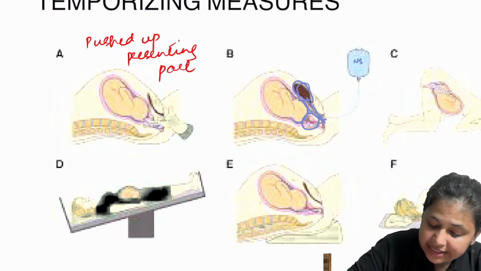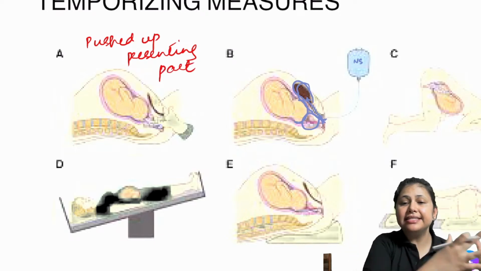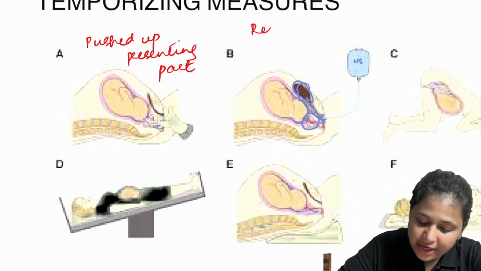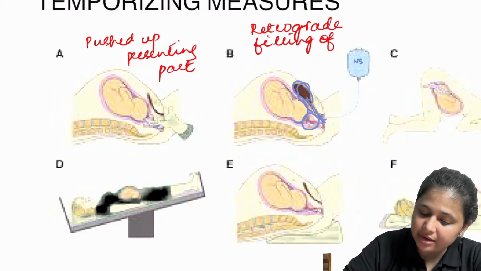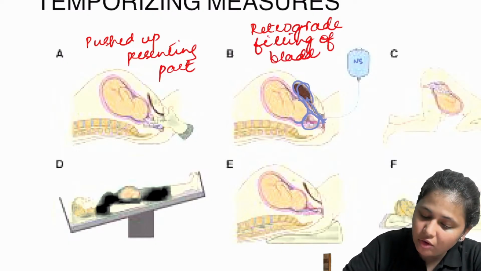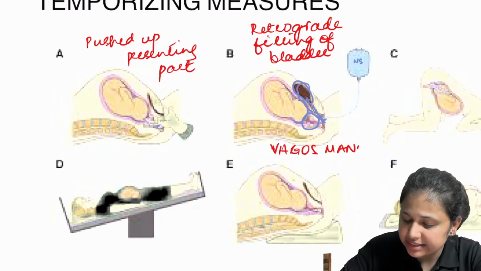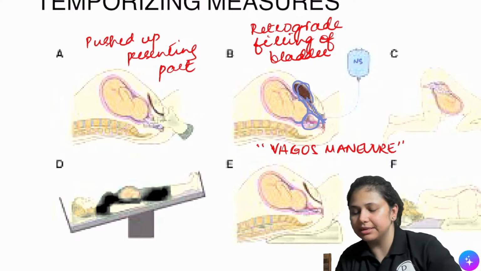The second thing that she did, while she was screaming at everybody and managing, call the anesthetist, get the OT ready, was that she asked me to do retrograde filling of the bladder. Retrograde filling of bladder. This is called Vago's maneuver.